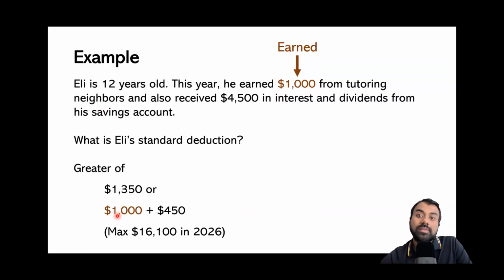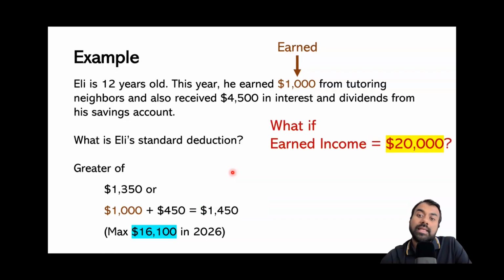So we have 1000 plus 450, that's 1450, and this 1450 is of course greater than 1350. That means the standard deduction for Ellie is going to be 1450. Now, another thing we should verify anytime we calculate this standard deduction is whether the number that we just got is lower or higher than the maximum allowable standard deduction for single filers. And in this case, it's obviously smaller and we don't have to worry about this maximum limit. But under some circumstances, this might be relevant.